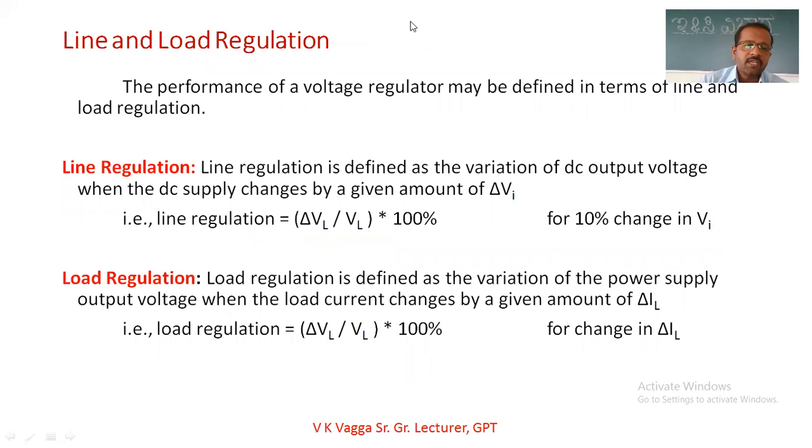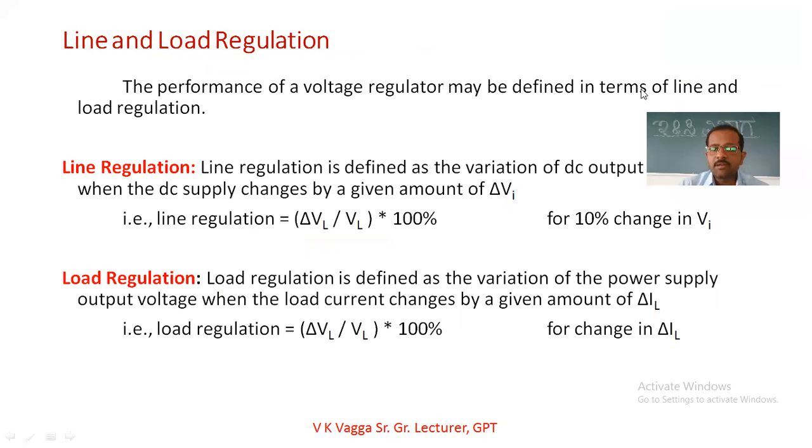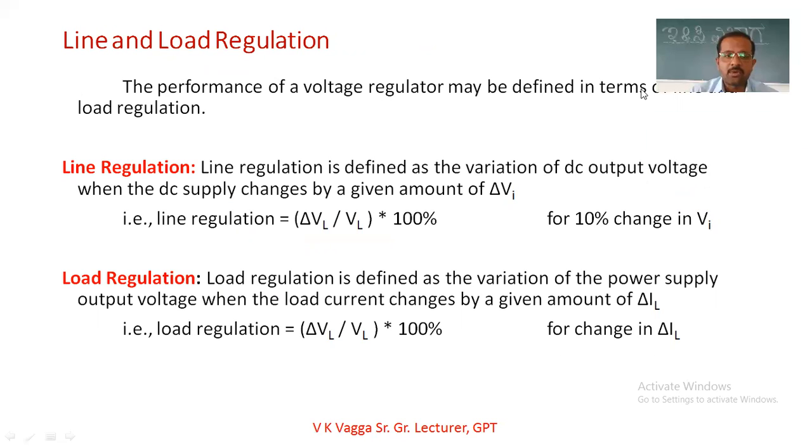And after that, let us take the line and the load regulation definitions. The performance of the voltage regulator can be determined using the line and the load regulations. Okay, what is the meaning of the line regulation? I think you have heard that the main applied input is called the line, and the load is an output operating device.